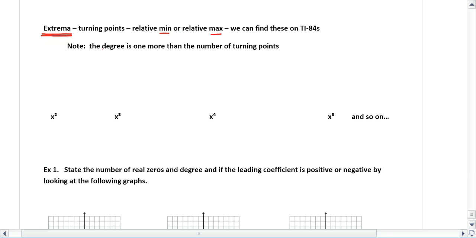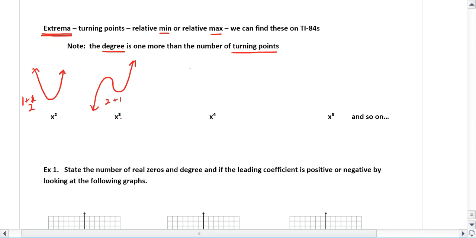And note, there's a connection between the degree of the polynomial and what we call turning points. So if you just picture an x squared graph, it's a parabola. It has one turning point. It turns around once. Well, 1 plus 1 is 2, and that's the degree. A third degree equation is always kind of S-shaped. It turns around twice. So it has two turnarounds, plus 1 is the third degree.